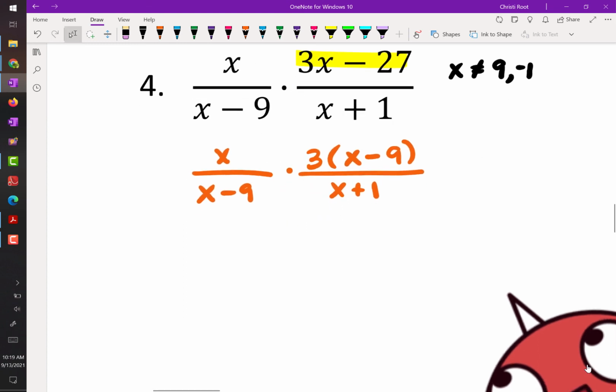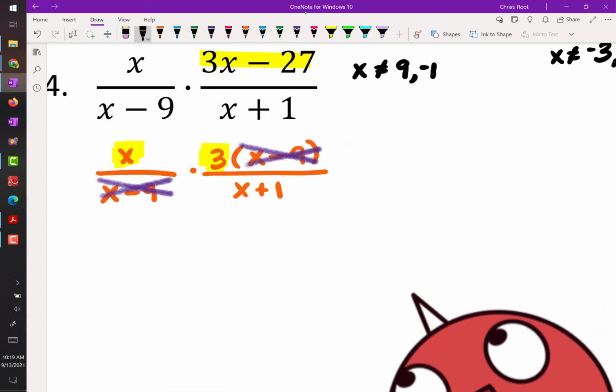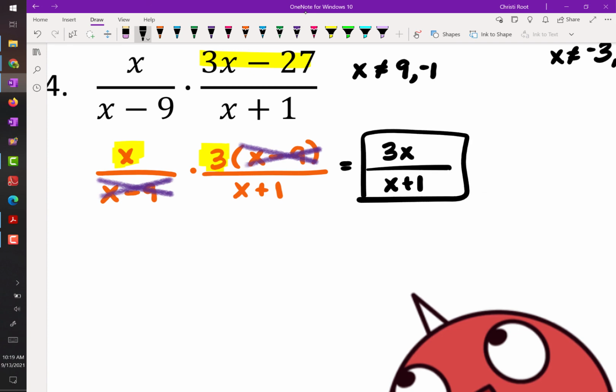Okay, so if I want to start eliminating things, my monomials are here. They are both in the numerator. I can't do anything about the x. I can't do anything about the 3, but do y'all see any binomials that I can get rid of? X minus 9. So this one can be marked out with this one, and that's the only thing I could possibly reduce. So I'm going to write my monomial as simplified and then leave everything else as factored. And there we go. That's it.